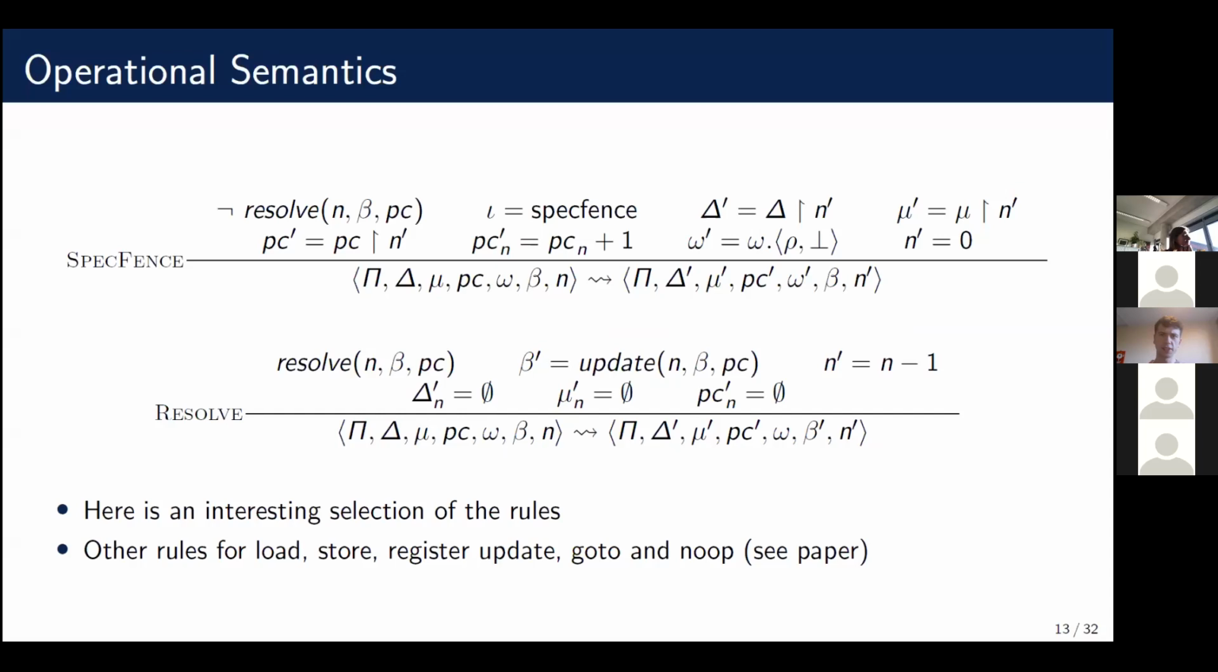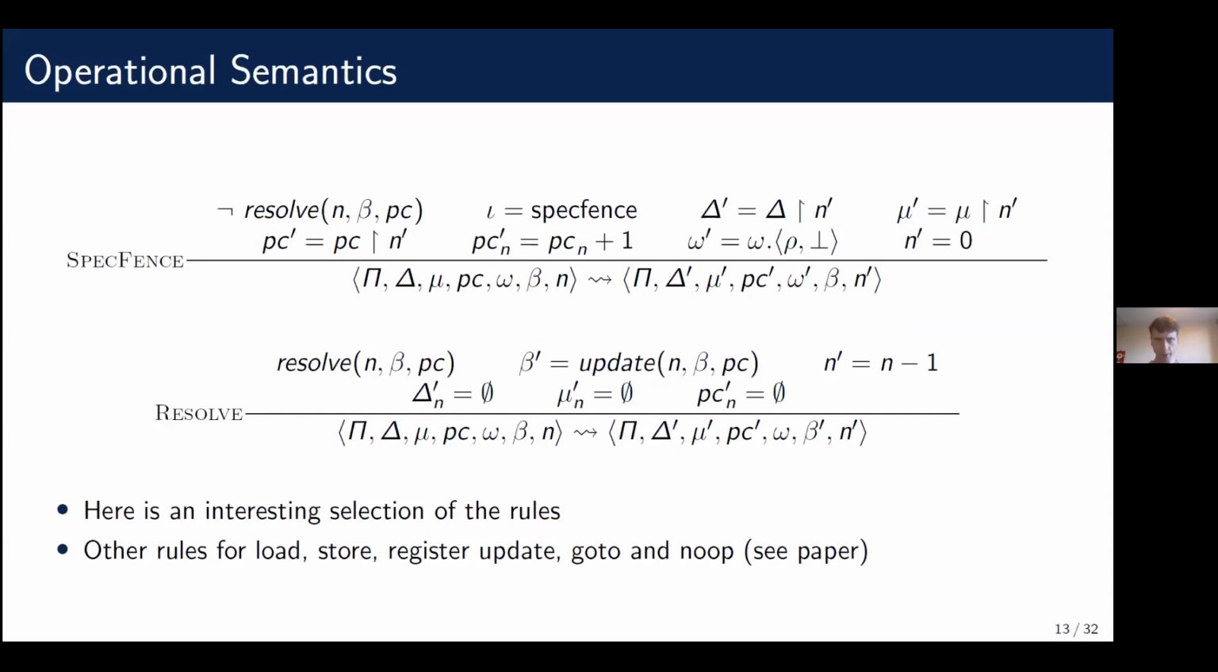Here we present an interesting selection of the transition rules. These include the spec fence instruction, which resolves all speculation back to the architectural state, as well as resolve, which models the occurrence that the branch predictor realizes it has mispredicted the outcome of a branch and resolves the misspeculation. This simply reduces the speculation level, discarding the current speculative state. And this can occur at any time the system is misspeculating. The remaining inference rules for load, store, register update, goto, and no operation instructions are given in the paper.